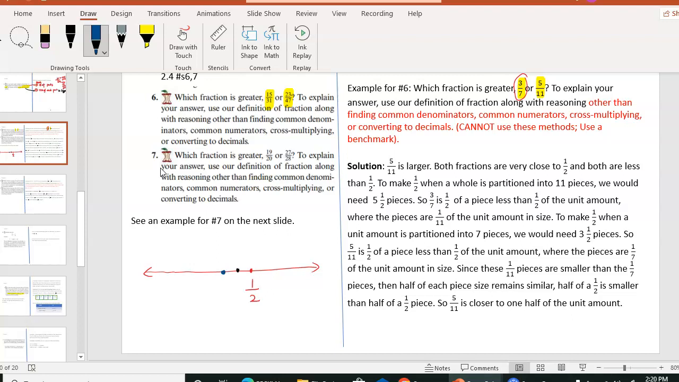So we have to explain by using the definition of fractions. And again, because they said you cannot use common denominator, common numerator, or cross multiplying, or convert into decimals. So you cannot convert them to decimals to compare, cannot use cross multiplying, cannot use common numerator, cannot use common denominator. Which means you have to use the benchmark method.